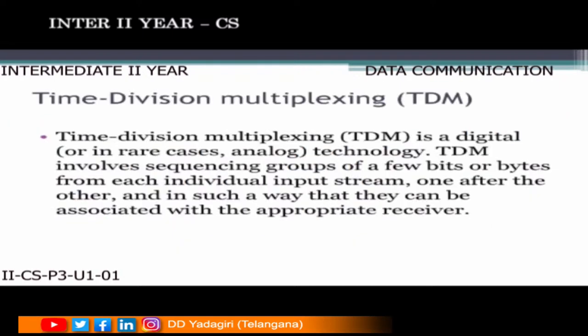Next, time division multiplexing. Time division multiplexing is a digital, or in rare cases analog, technology. TDM involves sequencing groups of a few bits or bytes from each individual input stream, one after the other, and in such a way that they can be associated with the appropriate receiver.